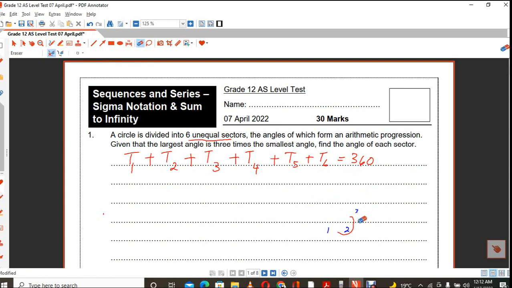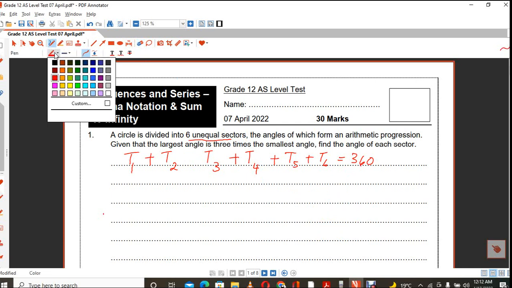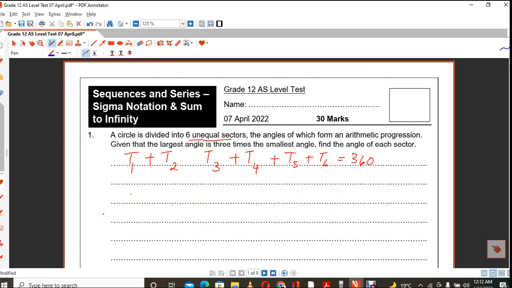Okay, now let us work on that concept. So the first term is A, the second term will be A plus D, the third term will be A plus 2D, and that will be A plus 3D, and then you have A plus 4D, and then A plus 5D, all equal to 360.